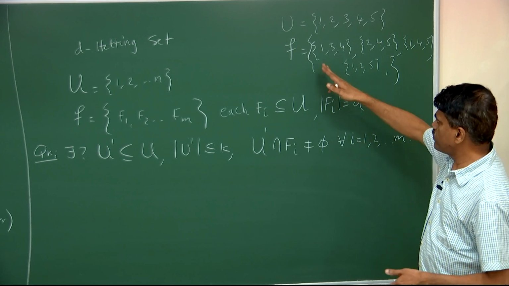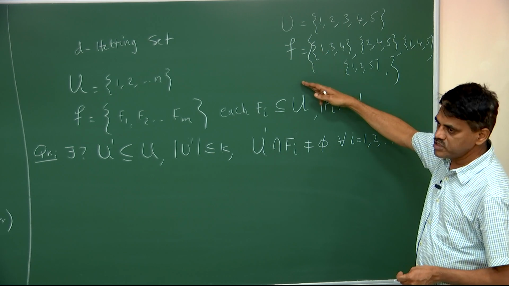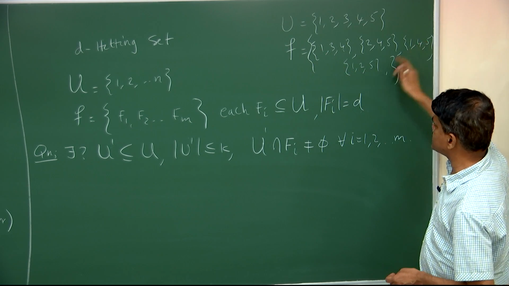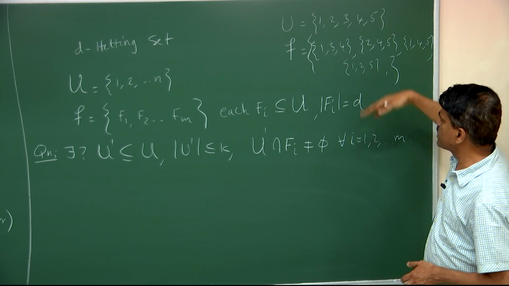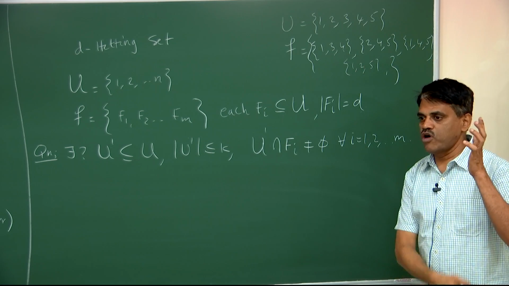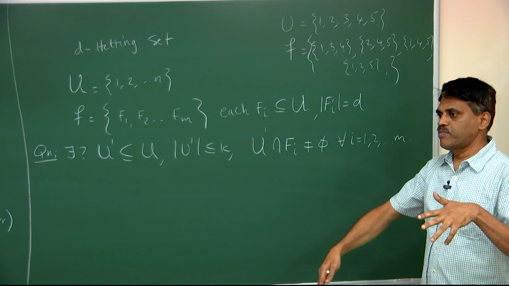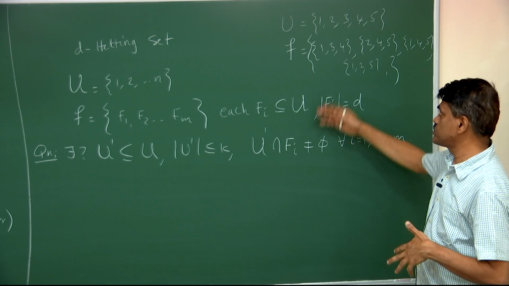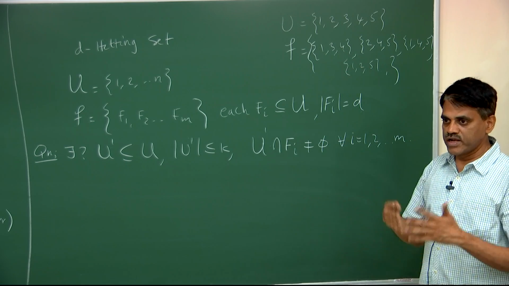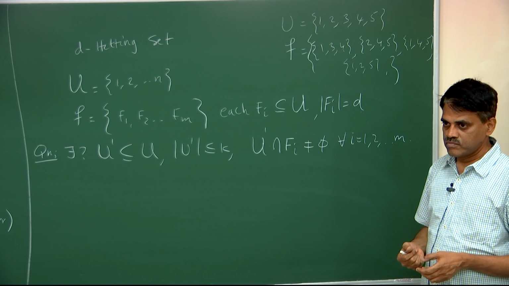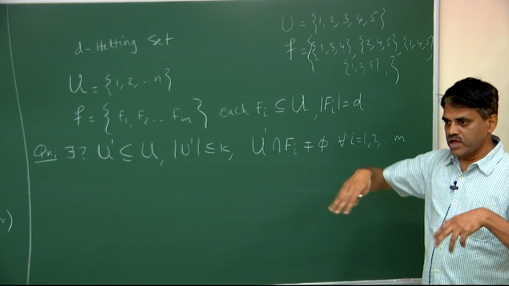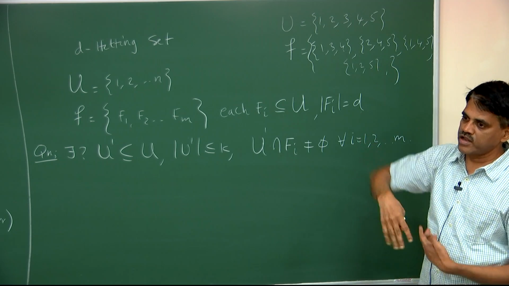Now suppose I pick 1 into the solution, then you remove all sets that contain 1. In the remaining family, now you are looking for a k minus 1 sized hitting set. In the other branch, you pick 3 and do the same. In the other branch, you pick 4. So what would be the running time? d to the power k. It's a d-way branching to depth k, so d to the k.